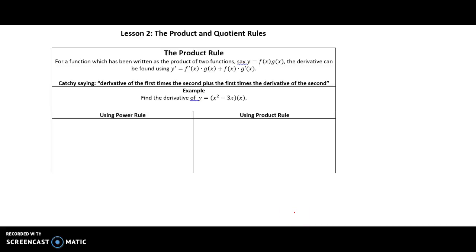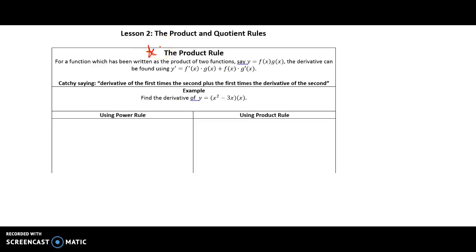Okay guys, so we're starting on page 9 of your unit packet, and I'm going to talk you through the 2 new rules that you're going to be responsible for internalizing today and using on your problem set. So you can see at the top of page 9, the first rule that we're going to be utilizing today is called the product rule.